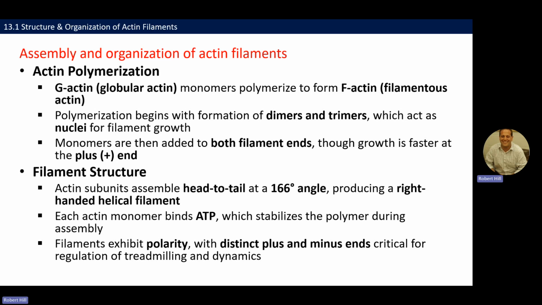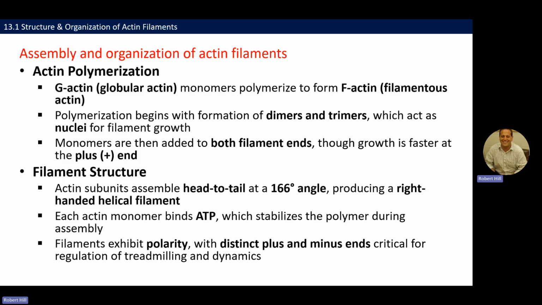So actin does have polarity. It's got a plus end and a minus end, and these ends are very important in its development and polymerization. Overall, the plus end grows a lot faster than the minus end. Let's see a little more detail about that. These globular subunits stick onto the growing polymerizing molecule in a certain orientation, and they form a right-handed helical filament.